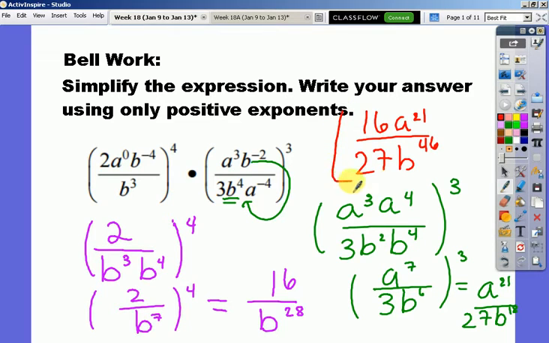So this is my final answer. Again, if I could reduce a fraction, I would, but I can't here. Do you have any questions about any of those steps that I did? Yes.